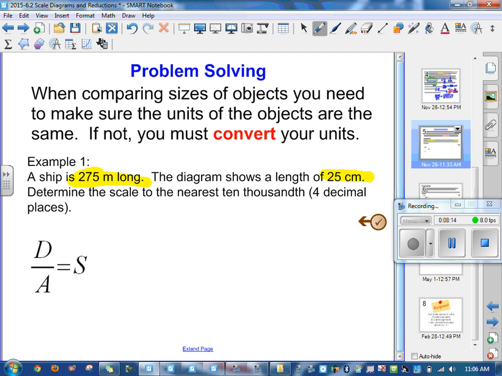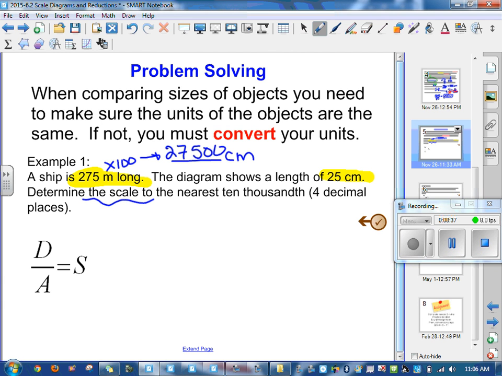So all we do is we take that number and times it by 100. That's going to give us how many centimeters it is. So I'm going to get 27,500 centimeters. It's going to be how much 275 meters is. Now it says determine our scale. So that just means we want the scale factor. Make sure you're writing this down, please.